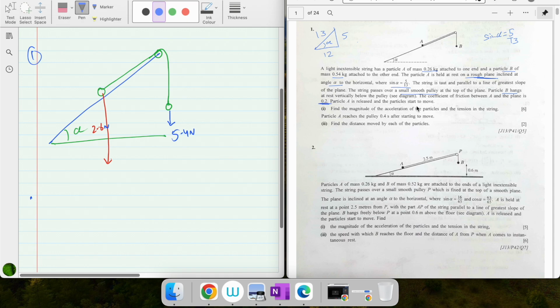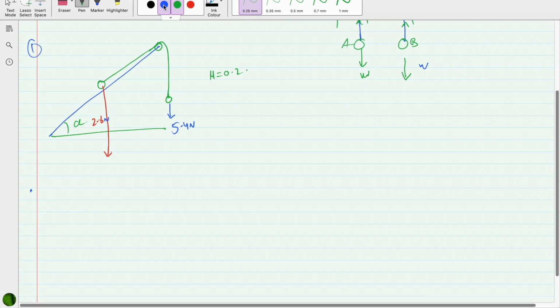Particle A is released and the particles start to move. B is heavier, B would come down. And the question says find the magnitude of acceleration of the particles and the tension in the string. So mu is given, 0.2. Now let's get started. B is perfectly vertical, so we don't need to resolve that, and I'm resolving A. Alpha is there, this is alpha, this is going to be 2.6 cos alpha, this is going to be 2.6 sine alpha. This is particle A, that is particle B.